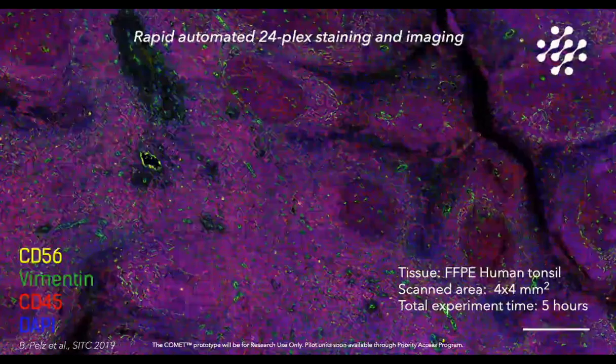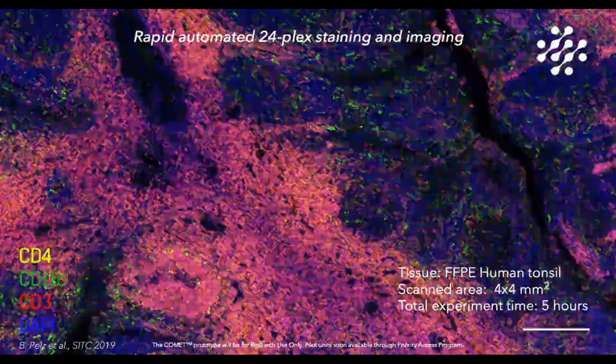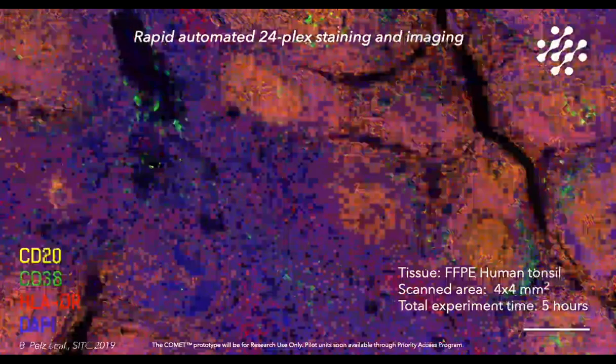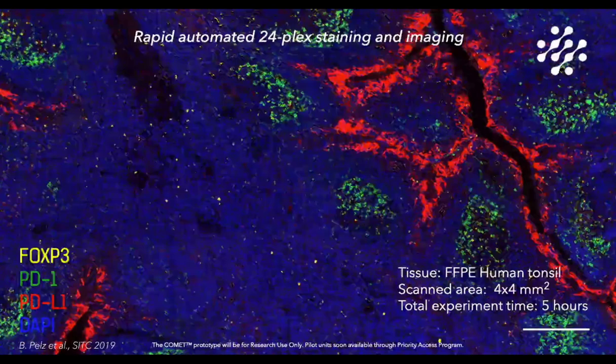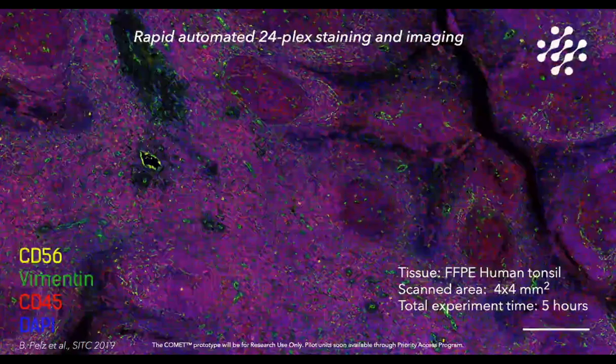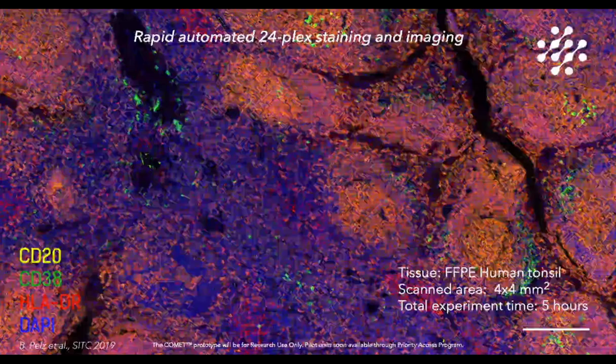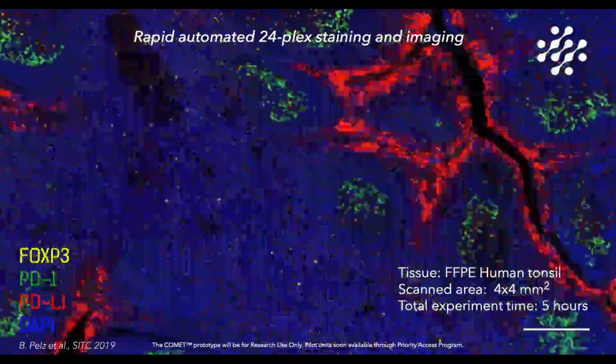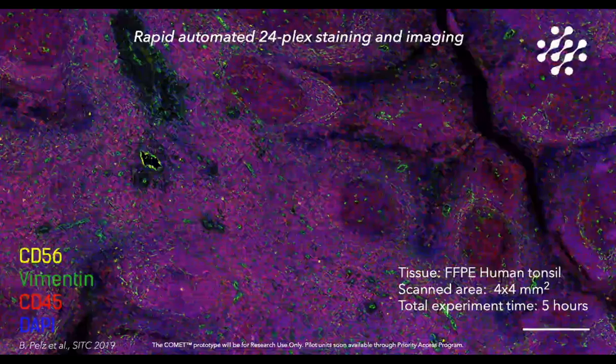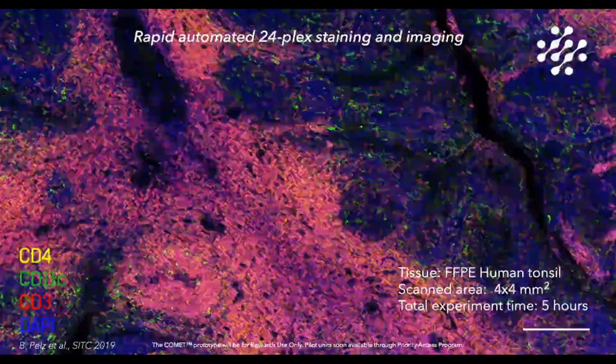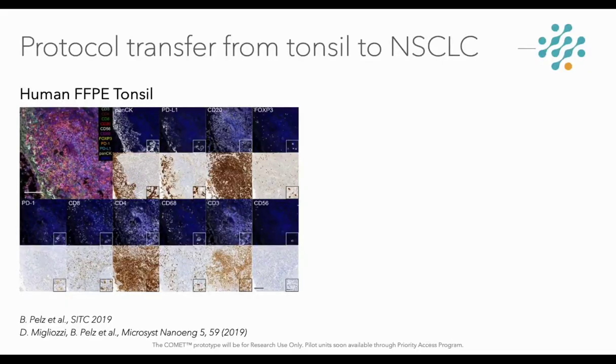Once every marker in our panel has been characterized, we are ready to create a multiplexing protocol. In the example you see in this slide, 24 immune markers were stained on formalin-fixed paraffin-embedded human tonsils. The scanning area was set to 4 by 4 square millimeters, and the total time of the experiment was 5 hours. We also use chromogenic references for every marker as the benchmark for the areas we were expecting to see signal.